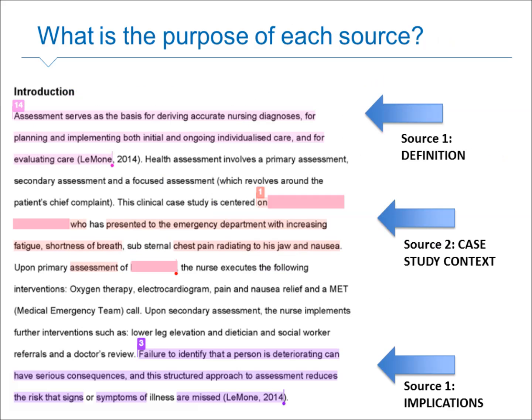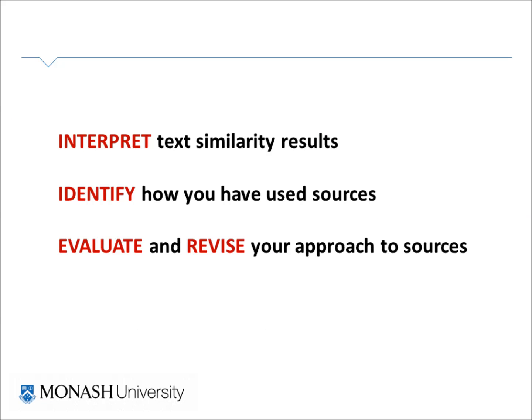At this point, you probably have a pretty good idea as to what to do about the middle source, the description of the case study. Sure, you have to use a lot of information from the original instructions, but do you really need to copy the entire sentence? Have a look at the description, identify the major keywords, build a story around the case study, see how you could write about it, and do it. And of course, use a reference if necessary. By now, you should have a pretty good idea about how to interpret text similarity results from Turnitin, how to identify how you have used sources, and how to evaluate and revise your approach to sources.